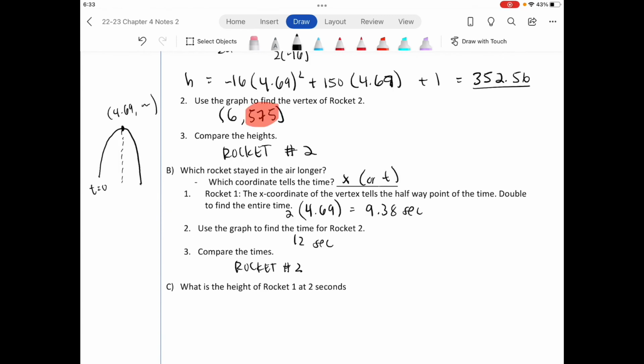Lastly, what if we want to know the height of rocket 1 at 2 seconds? The 2 seconds tells us what our t value is. T is going to be equal to 2. And we can plug this back into the equation. So we have the height is equal to negative 16 times t, which is 2, all squared, plus 150 times t, which is 2, plus 1. After evaluating, we'll find that the height is 237 feet.